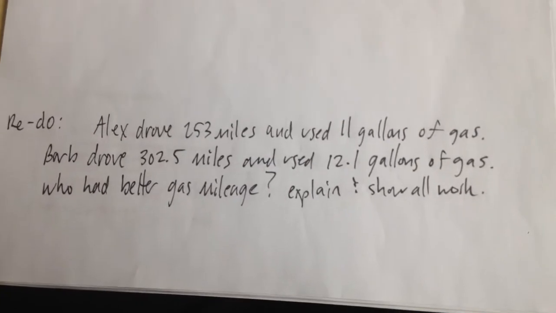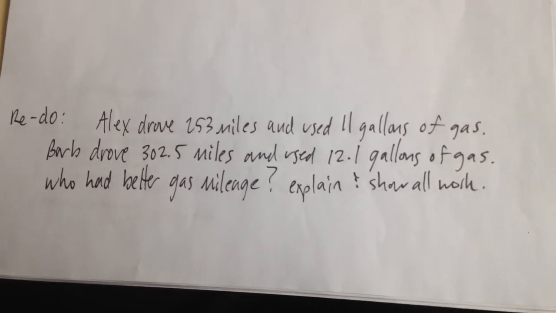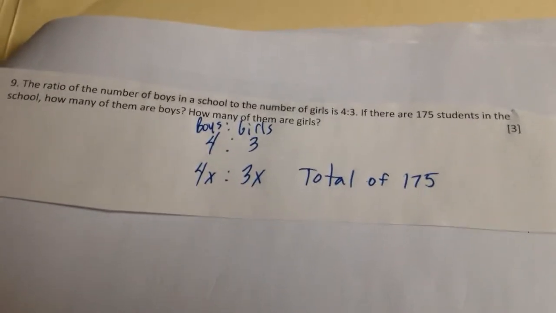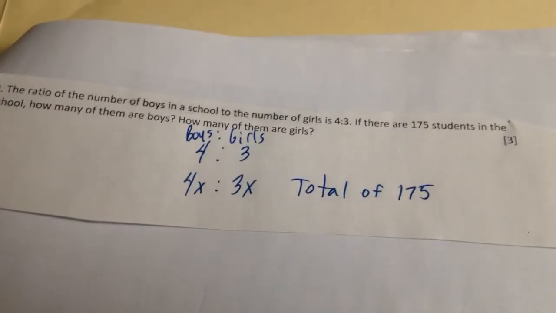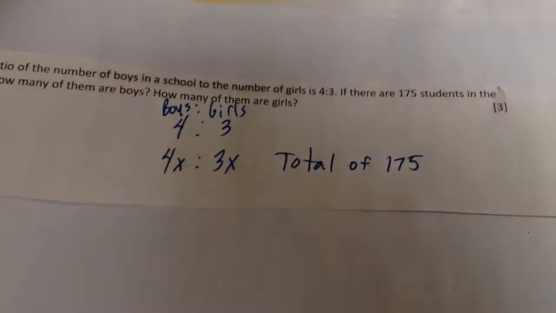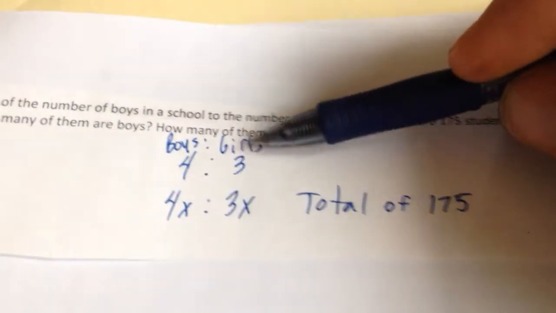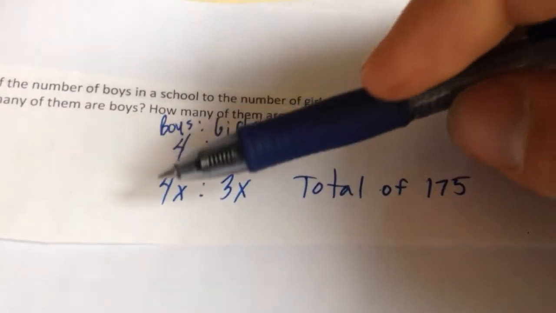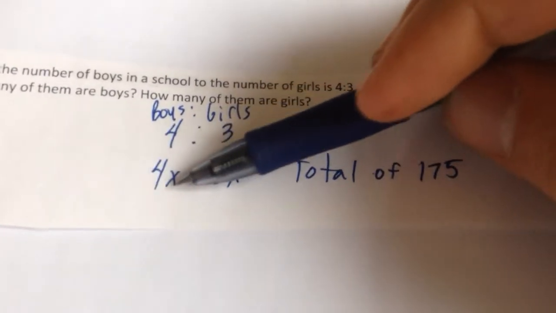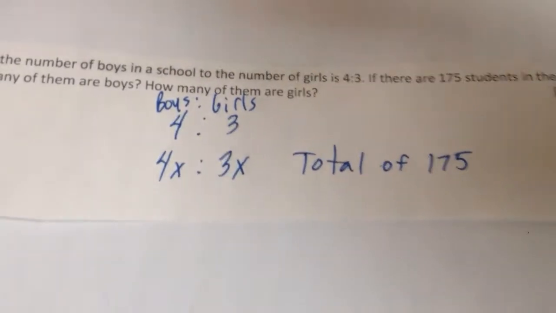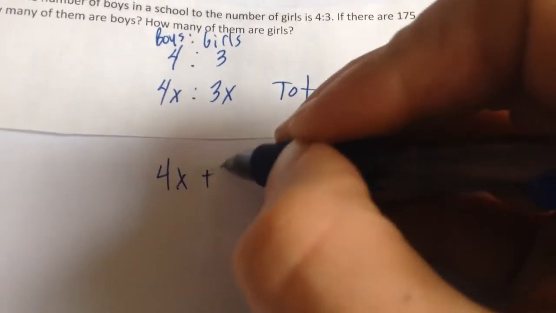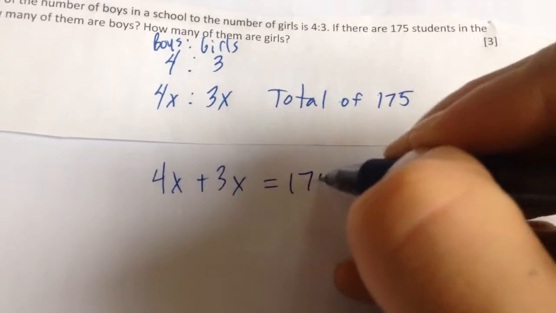For your corrections, redo the following problem. In this problem, the ratio of the number of boys to girls is 4:3, and there's 175 total. We know that the ratio of boys to girls is 4:3. When we're doing ratios, they're both being multiplied by the same scale factor, so I call this 4x and 3x. So basically, boys plus girls equals a total of 175.